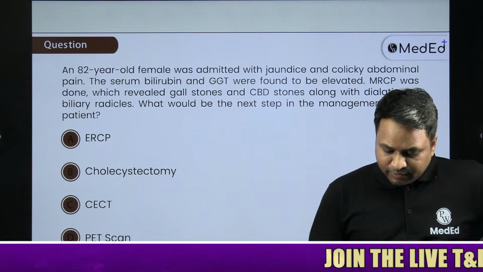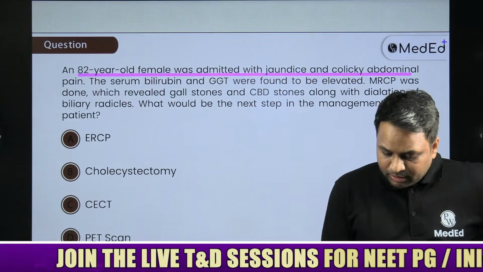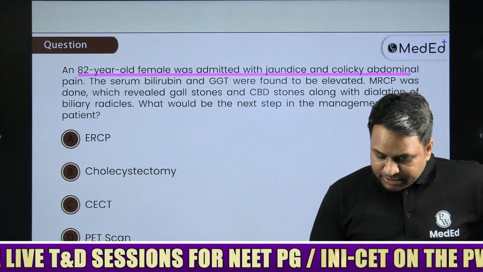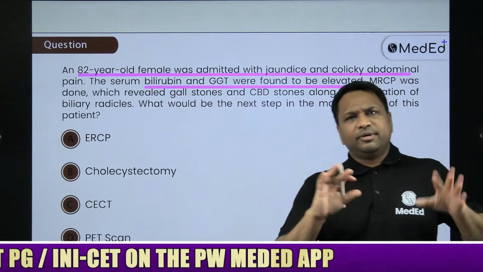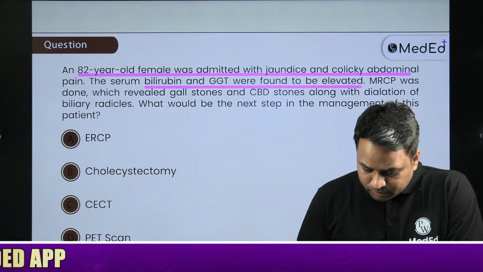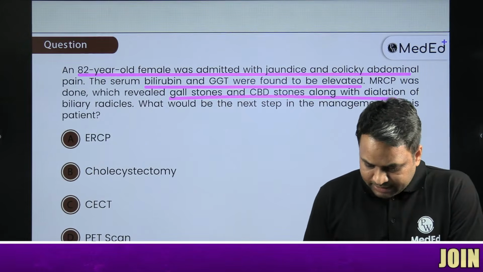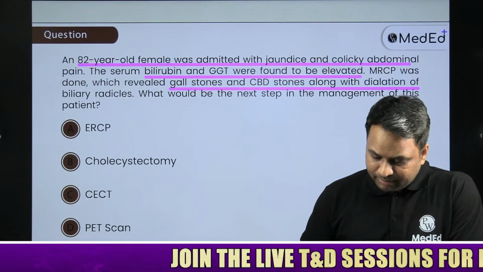Look at the next question that we have. I have an 82-year-old female admitted with jaundice and colicky abdominal pain. The serum bilirubin and GGT were found to be elevated. Whenever GGT is elevated, remember it is because of obstruction to the bile duct. MRCP was done, reveals gallstone and CBD stone with the dilatation of biliary radicals. What would be the next step in the management?